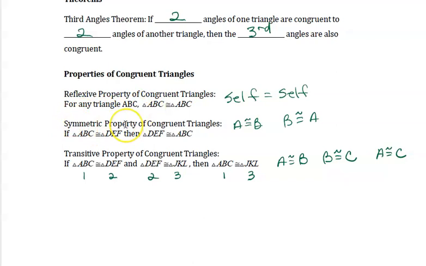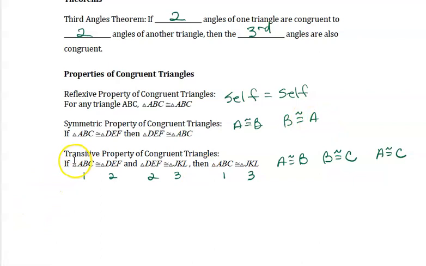The symmetric property of congruent triangles just means read it backwards. If triangle ABC is congruent to triangle DEF, then read it backwards. Then triangle DEF has to be congruent to triangle ABC. Okay, so think of it just with letters. If A is congruent to B, then B is congruent to A.